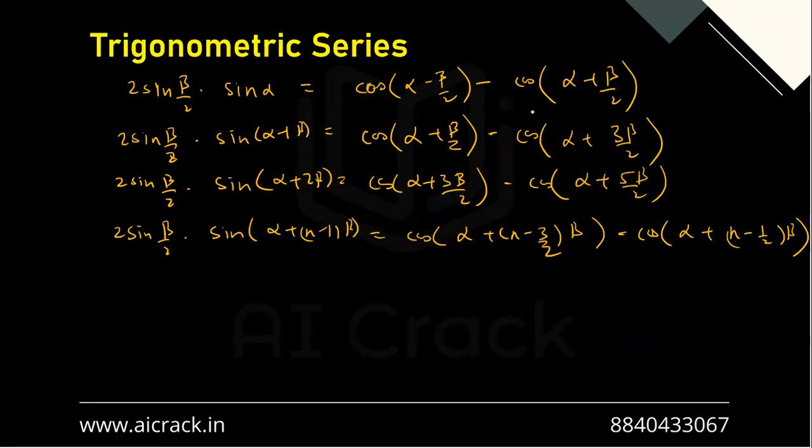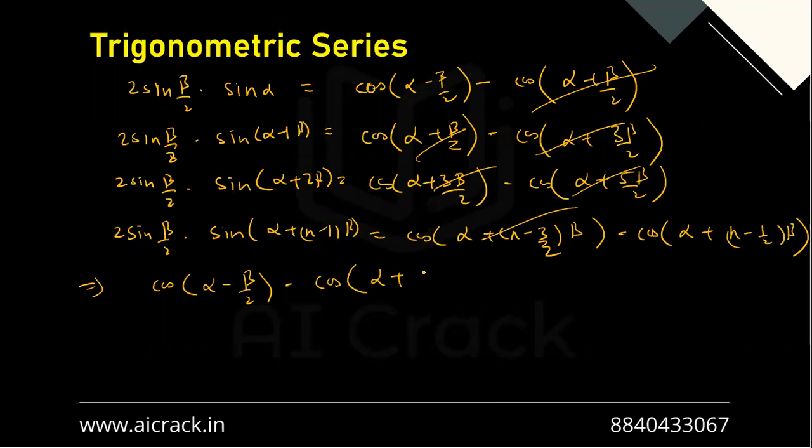Now we can clearly see that these terms get cancelled out. The only term remaining is cos of alpha minus beta by 2 minus cos of alpha plus n minus 1 by 2 beta. So let's try to solve that one too. So we'll be getting cos of alpha minus beta by 2 minus cos of alpha plus n minus 1 by 2 beta.